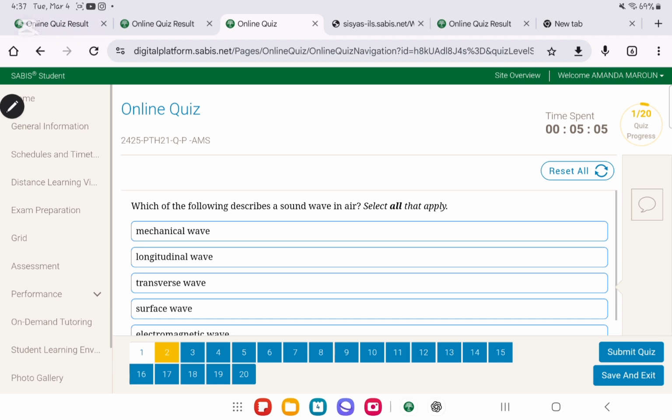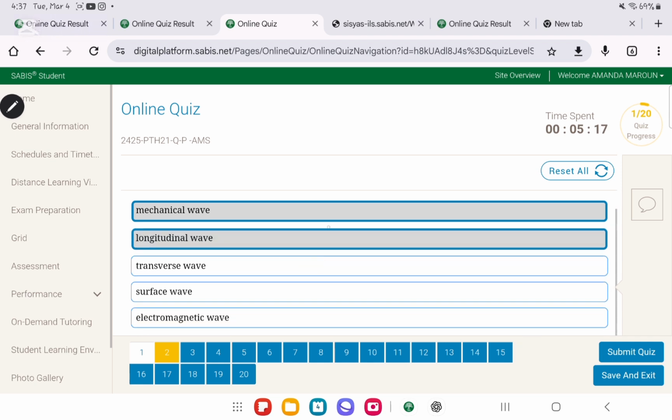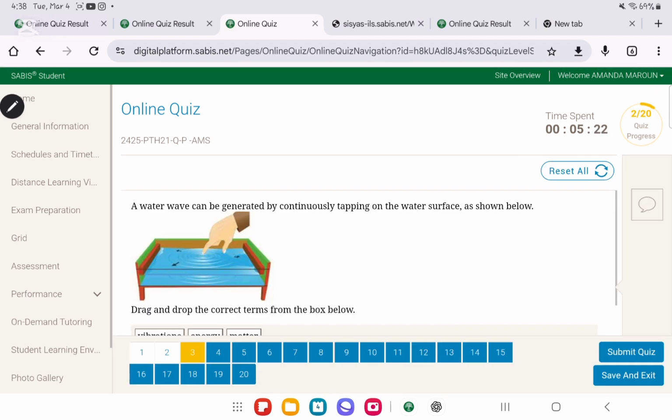We just explained what a sound wave is. So for a sound wave in air, pay attention, they could bring in vacuum. In vacuum, sound wave does not move. But a sound wave in air is a mechanical wave, and it is also a longitudinal wave. We move on to question number 3.